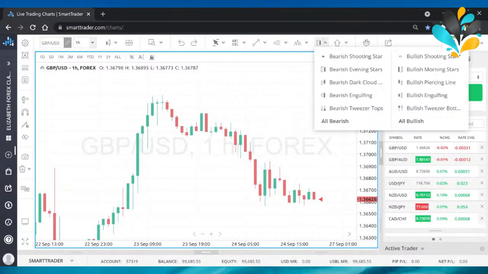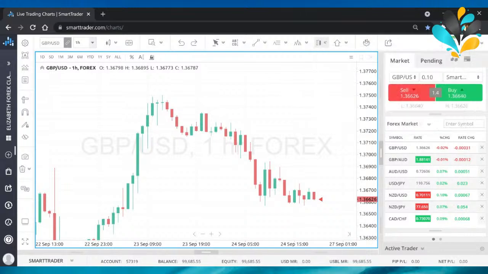Then you have the Candlestick Formations, which we will be covering next week. And I'm not going to cover that one because, again, no cheating, guys. No cheating. So we'll cover this one next week.